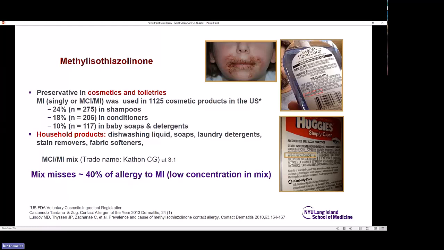at a 3 to 1. In other words, 3 parts of MCI to 1 part of MI. So you will see that the MCI-MI mix, which is part of your TRUE test, will have a 3 to 1 ratio, meaning you can see how you can miss MI alone. And the MCI-MI mix will miss about 40% of allergy to MI because of the low concentration in the mix. Our practice will do both MCI-MI and MI alone.